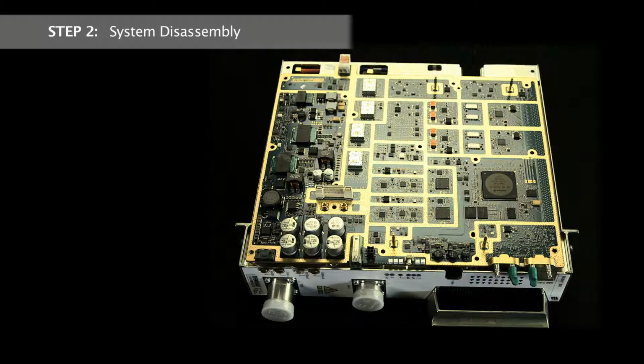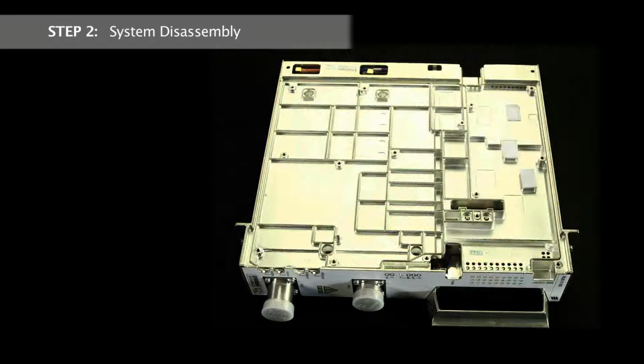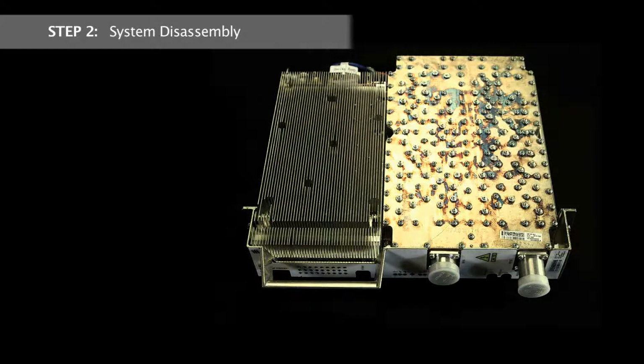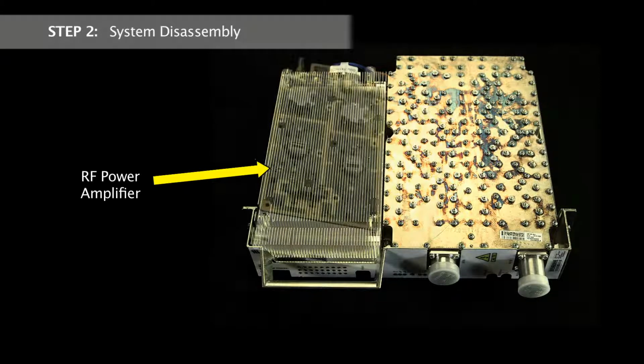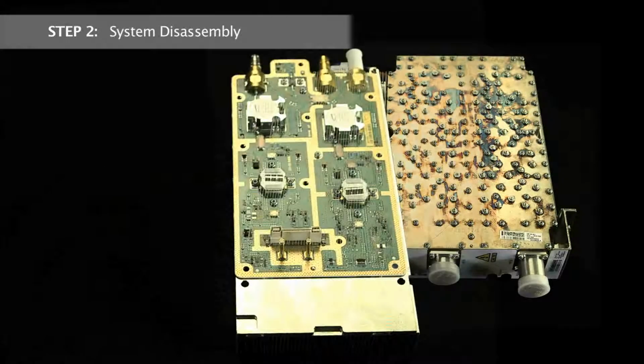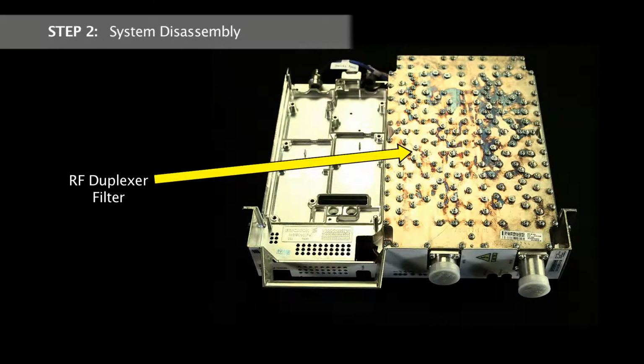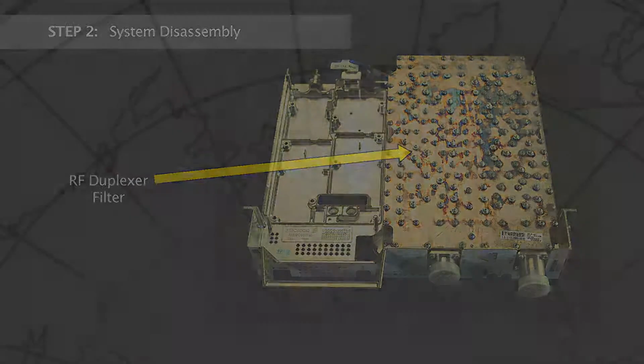Once we have turned over this board, you are able to see all of the components that are on the RF transceiver printed circuit board. Once the printed circuit board has been removed from the system, you're then able to see the interior RF shield of the unit. The next step is to remove the RF power amplifier, and then finally to analyze the RF duplexer filter.